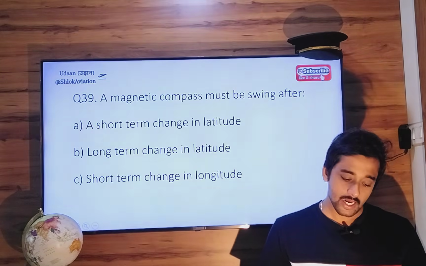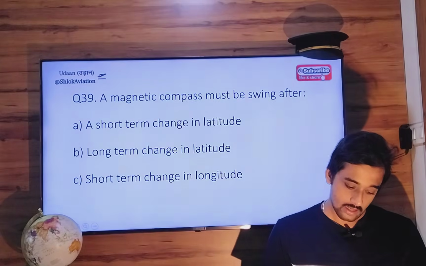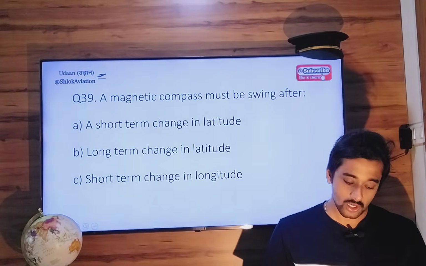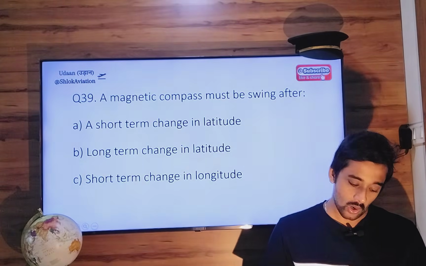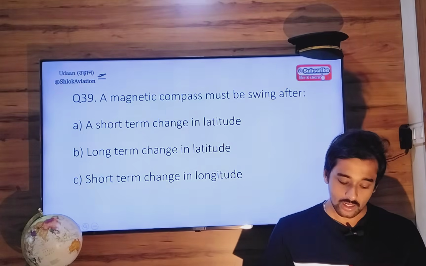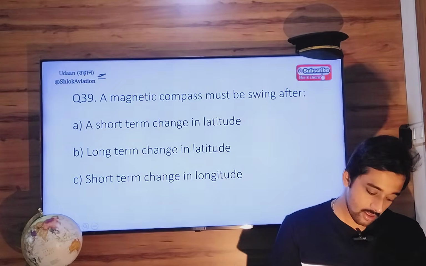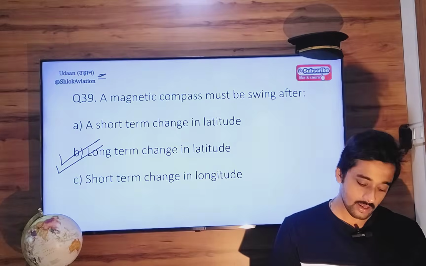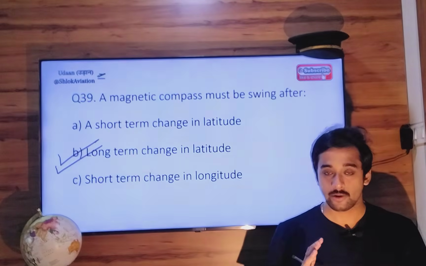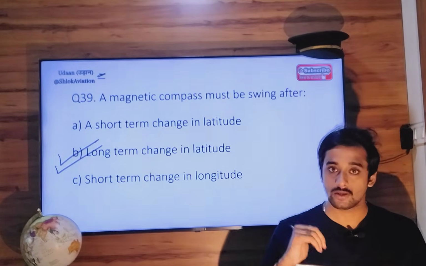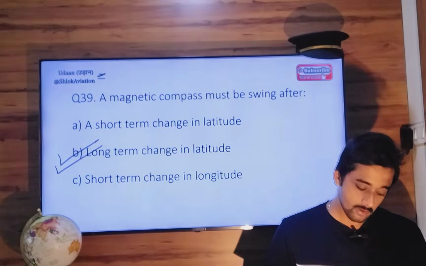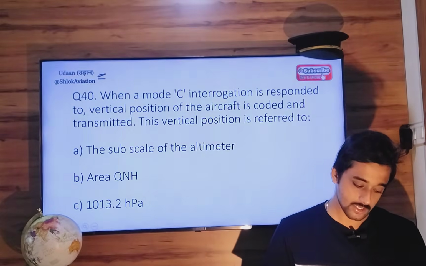Next, a magnetic compass must be swung after a short-term change in latitude, a long-term change in latitude, or a short-term change in longitude. So option Bravo. After a long-term change in latitude, when you cross many latitudes during the course of your flight, you must swing your magnetic compass.